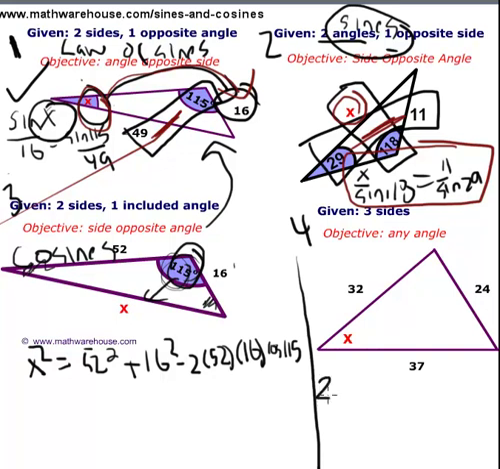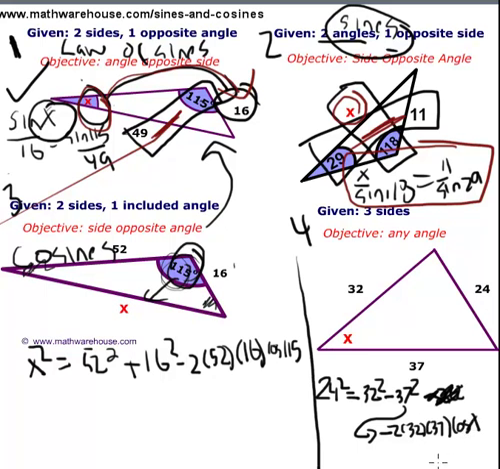We can say 24 squared equals 32 squared minus 37 squared minus 2 times 30. Sorry, I'm running out of room here. I'm going to put this on the next line. Minus 2 times 32 times 37 cosine of x. And you can eventually figure out x in this problem by solving and then taking the cosine inverse. Alright, so this is a law of cosines problem.